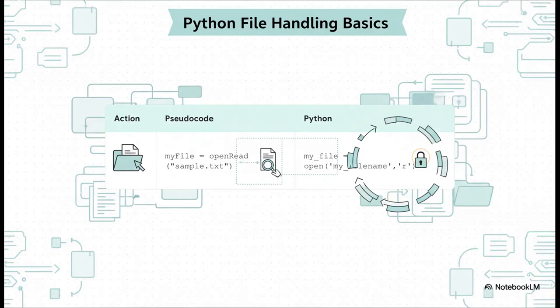And take a look at the Python code for this. It's actually pretty straightforward. We make a variable, here it's called myFile, that's going to hold on to that connection. Then we use the built-in open function. We just need to give it 2 things, the name of the file we want, and a little 1-letter code called the mode, which basically tells Python what we're planning to do with it.